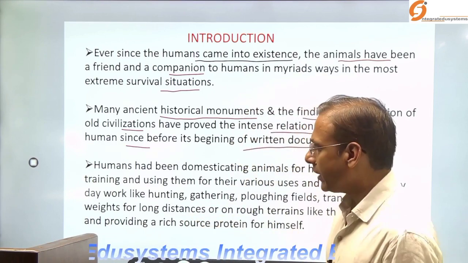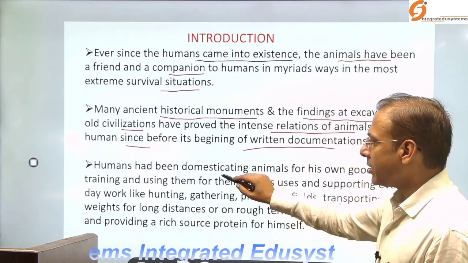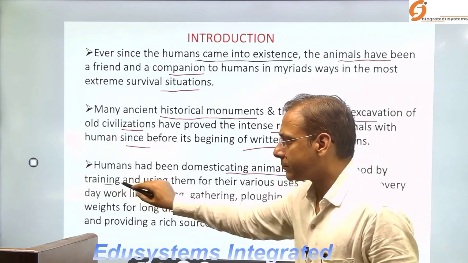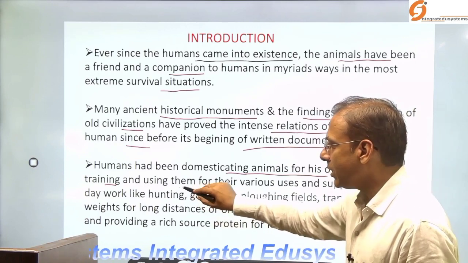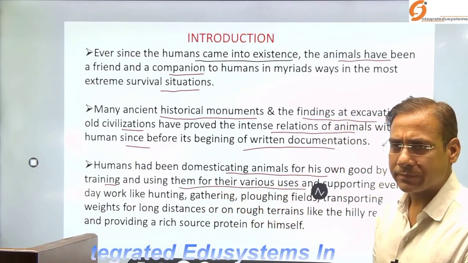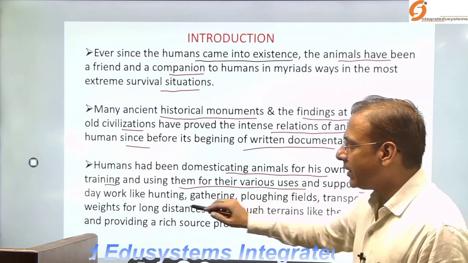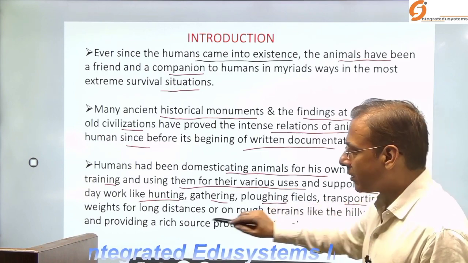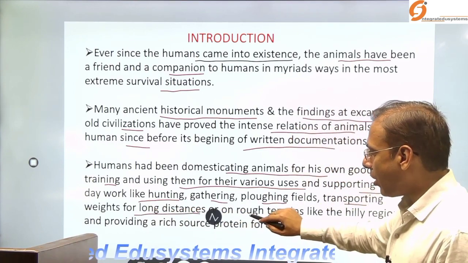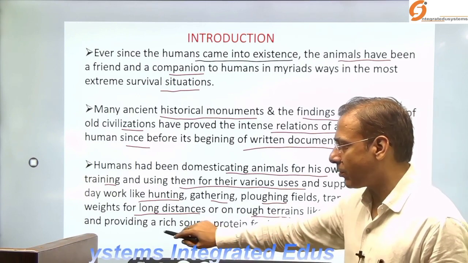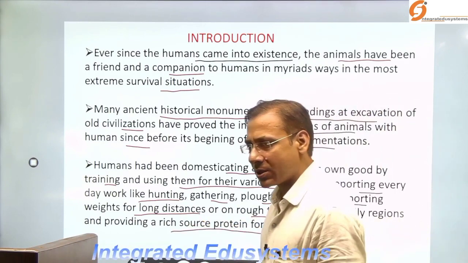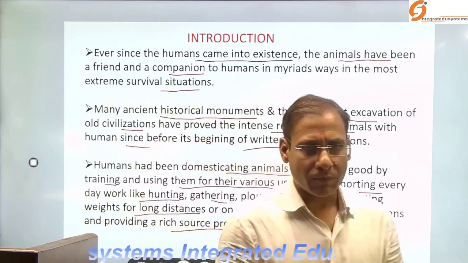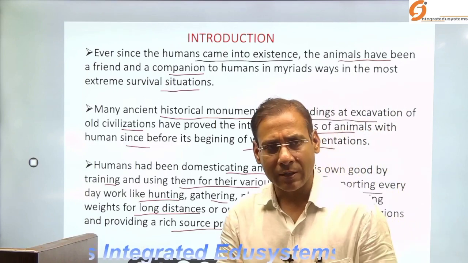Okay, getting my point. Humans had been domesticating animals for their own good by training them and using them for various uses, supporting everyday work like hunting, gathering, plowing, and transporting weights over long distances or rough terrain like hilly regions, and providing a rich source of protein. I had already discussed everything, how man uses animals for a variety of purposes.